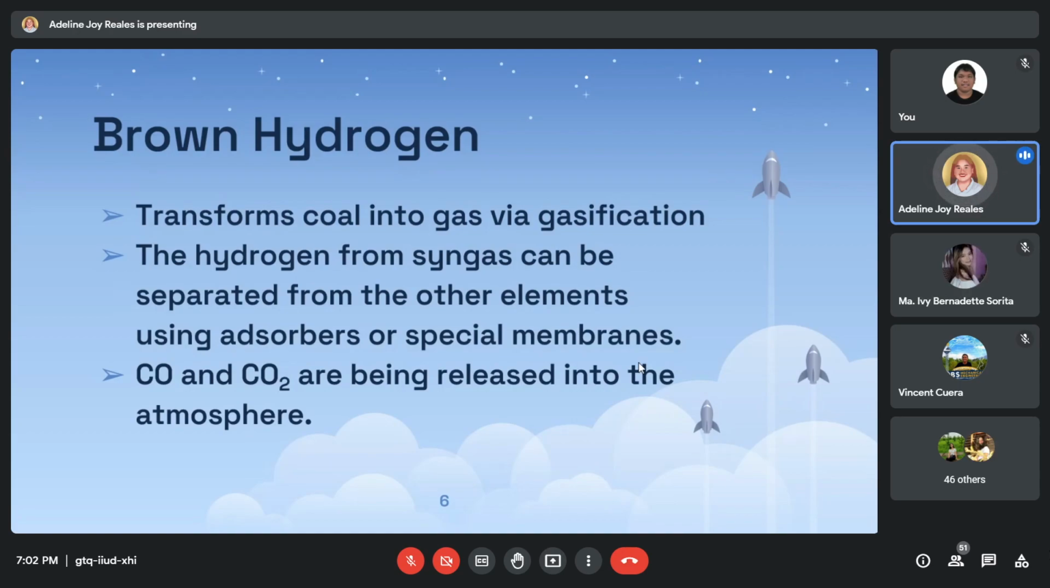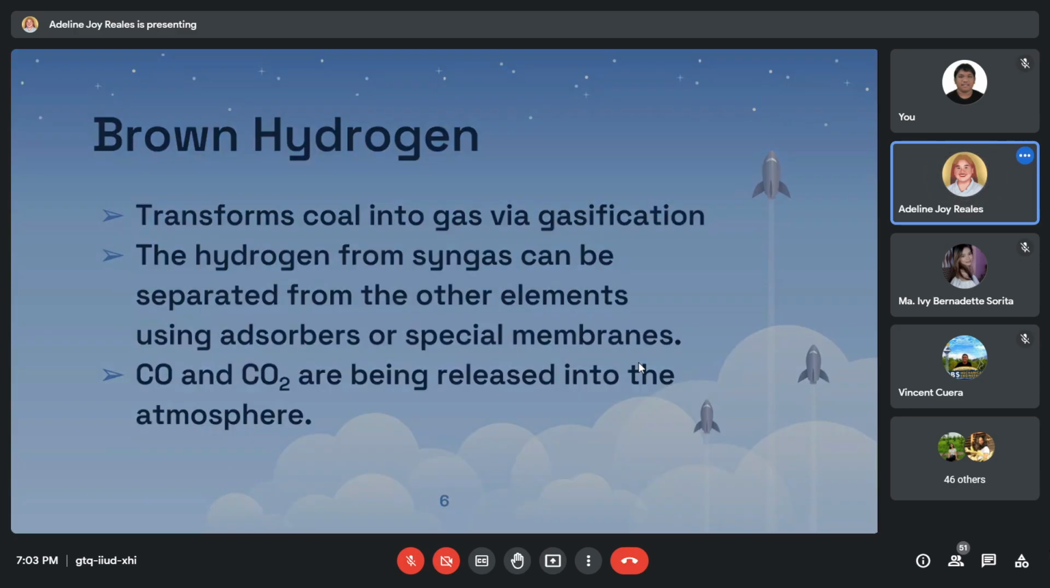The hydrogen from syngas can be separated from other elements using adsorbers or special membranes. The process of producing brown hydrogen yields three main products: hydrogen, the desired product, and carbon monoxide and carbon dioxide that are being released into the atmosphere.